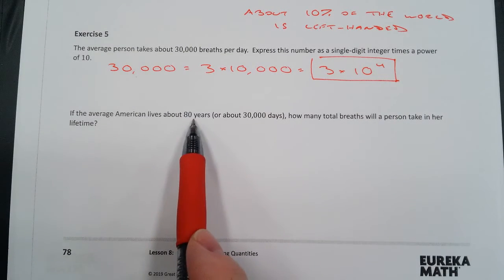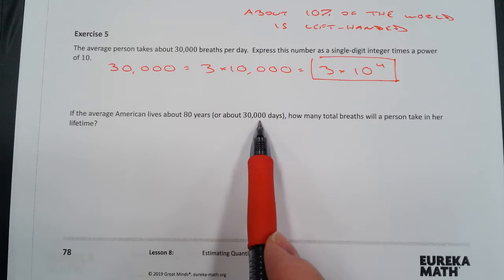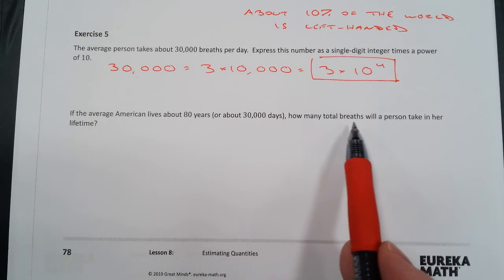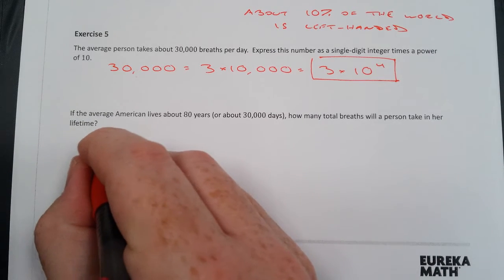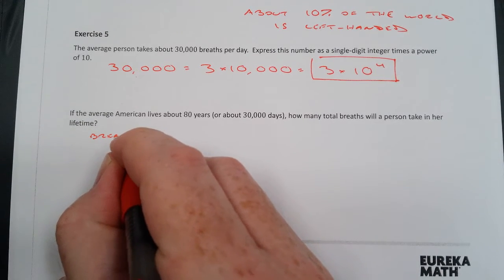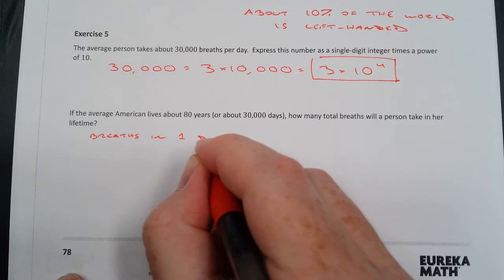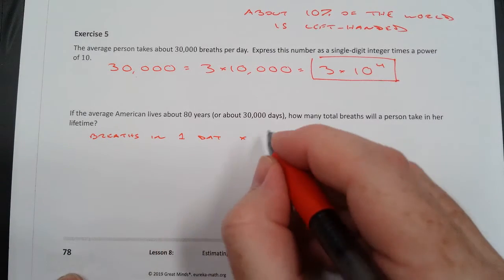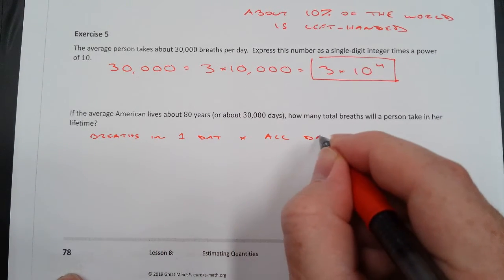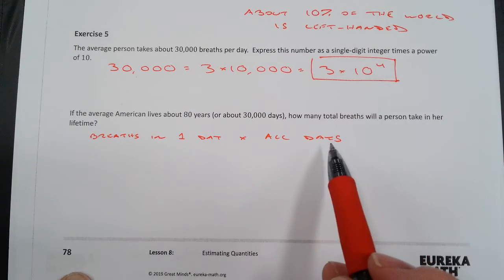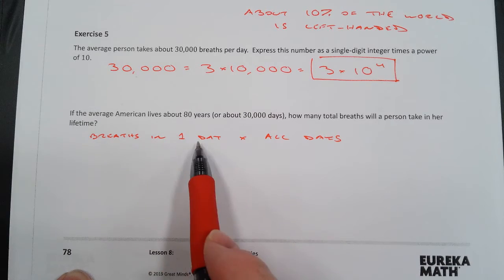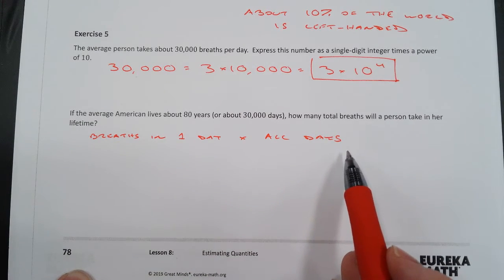And the average American lives 80 years, or about 30,000 days. How many breaths will they take in their lifetime? Well, we have to do breaths in one day times all days in your life to figure out how many times you breathe in your life. We take how many times you breathe in a day and multiply it by all of your days in your life.